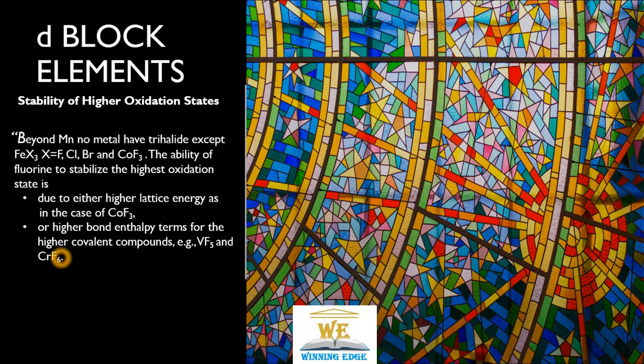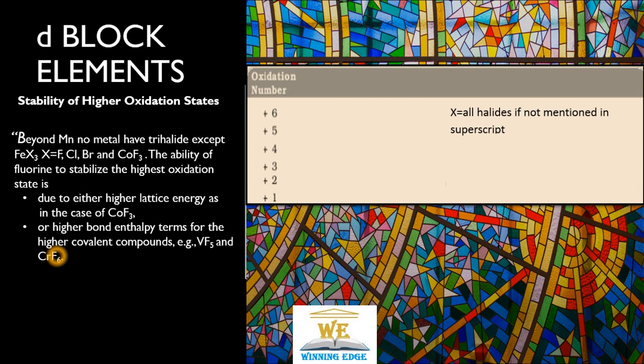Remember that the fluoro group is very small in size. That's why it has high electron density as well as small size. And steric hindrance also plays a role while stabilizing the compound. Let's look at all these oxidation states for the 3D series one by one.